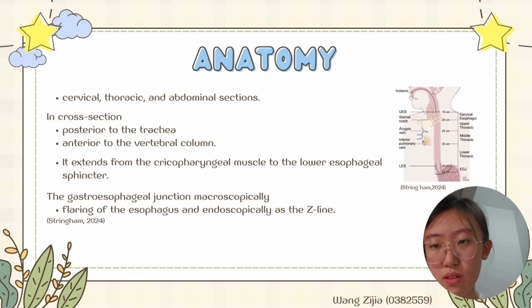The esophagus extends from the cricopharyngeus muscle in the neck to the lower esophageal sphincter at the gastroesophageal junction. Microscopically, it is the point of flaring of the tubular esophagus or the proximal limit of the gastric rugal folds. Endoscopically, the Z-line is the irregular boundary of squamous and columnar mucosa in the distal esophagus, usually 2 to 3 centimeters.